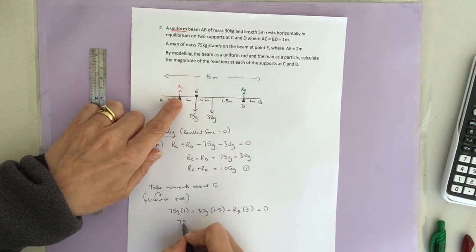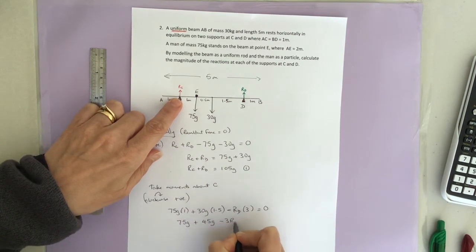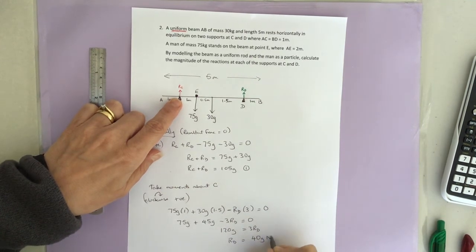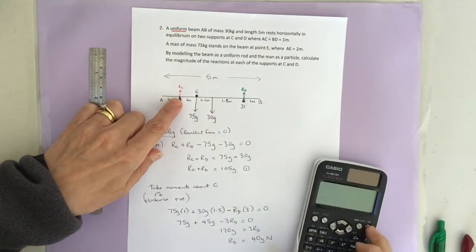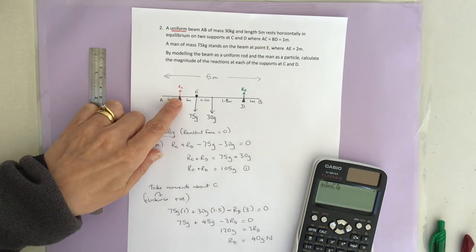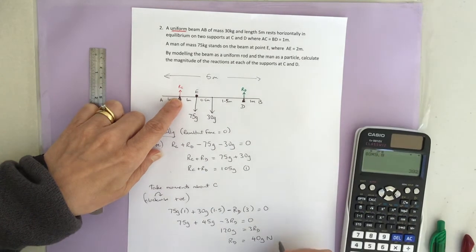Okay, so let's sort this out. 75g plus 45g minus 3RD is equal to 0. So 120g is 3 times that reaction at D. So the reaction at D is equal to 40g newtons. And then we could leave it like that if the question wanted the answer in terms of g, or get our calculator out and do 40 times 9.8, which is going to give me 392 newtons for that reaction force there.